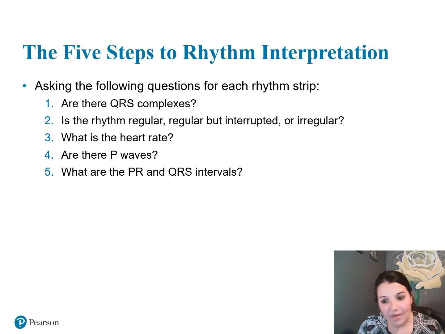That's going way back into, was it chapter 4? I think it was chapter 4. Your PR interval and your QRS interval. And what were the rules? My PR needed to be in between 0.12 and 0.20, and my QRS needed to be less than 0.12 seconds.